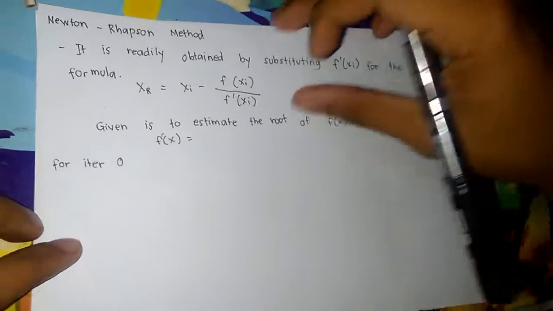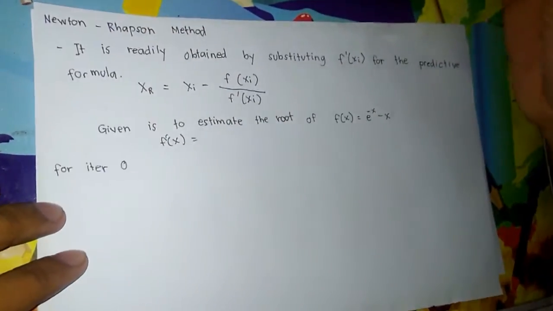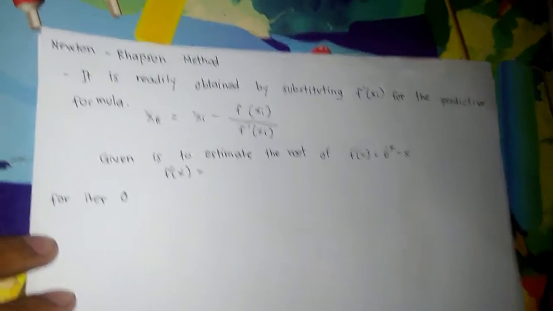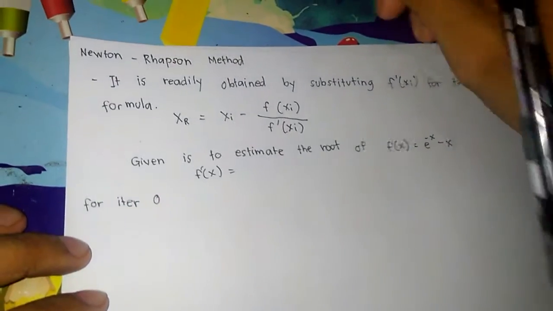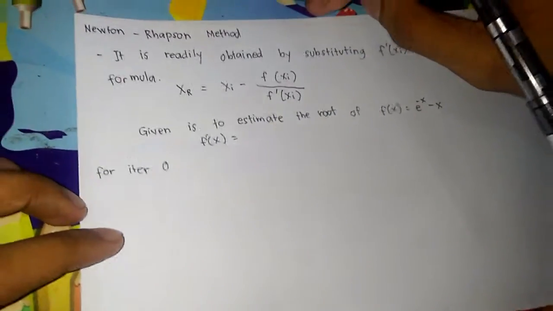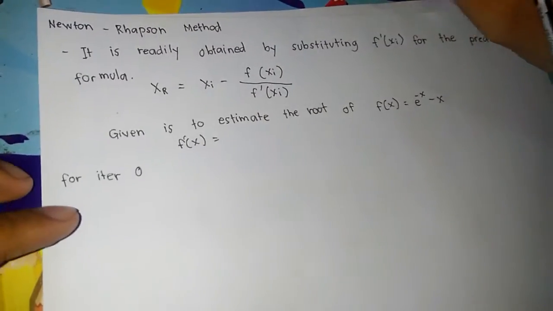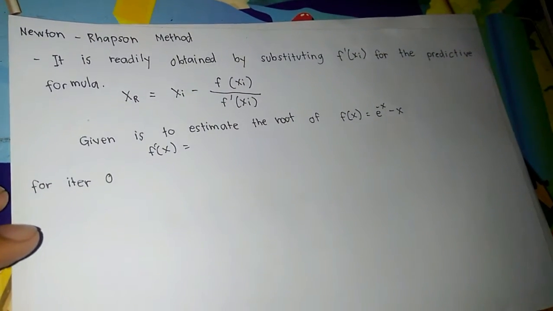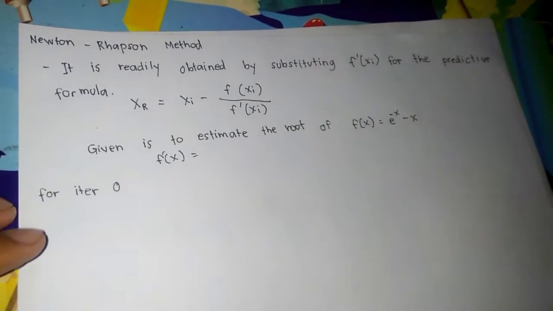In the Newton-Raphson method, it is readily obtained by substituting the derivative of f of xi into the predictive formula: xr is equal to xi minus f of xi over the derivative of f of xi. Note, however, that the program must be modified to compute the first derivative.